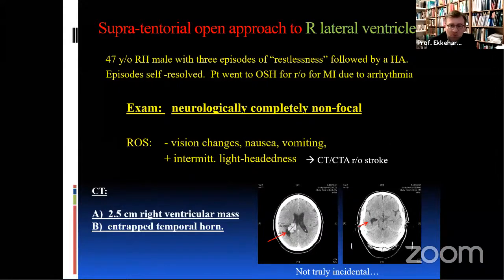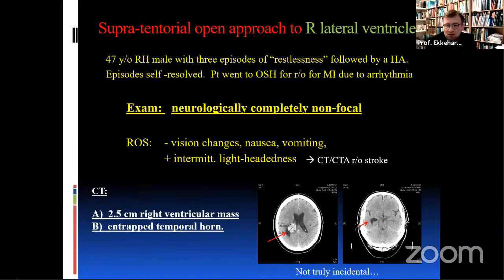This is a 47-year-old patient who just presented with restlessness and some headaches, maybe some palpitations. So he was brought to the ER for possible arrhythmia. They thought, what could he have? Neurologically intact, nothing on review of systems except some intermittent lightheadedness. So someone was worried about a stroke. They put him in for a CT, CTA, MRP, and he was diagnosed with this 2.5 centimeter right-sided ventricular tumor and an enlarged temporal horn, which probably caused his lightheadedness.